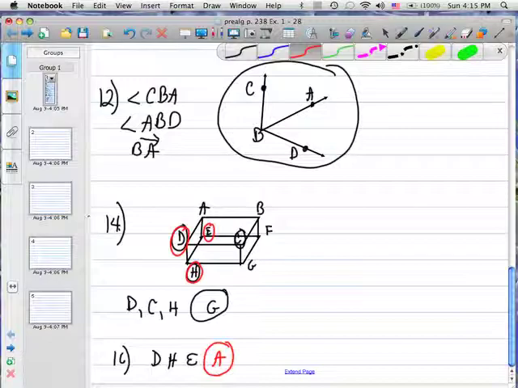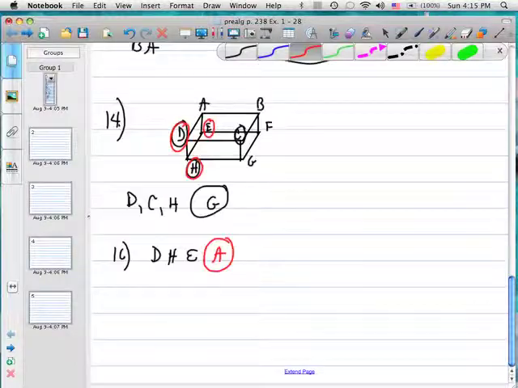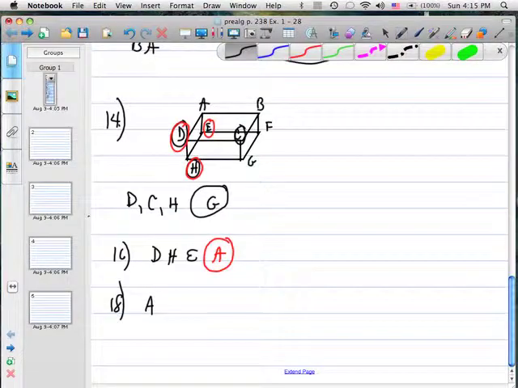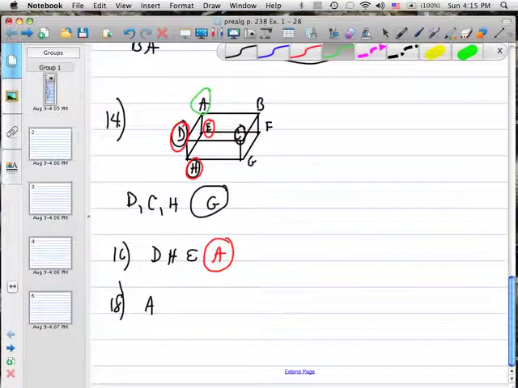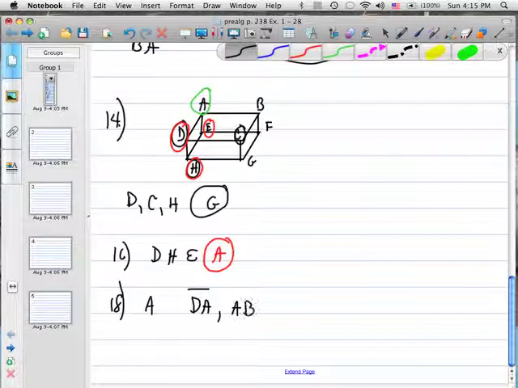Still using the figure at the right, name 3 line segments that intersect at the given point. So number 18, point A. Well, here's point A, and we want 3 line segments that intersect there. So we have line segment DA, line segment AB, and line segment AE.